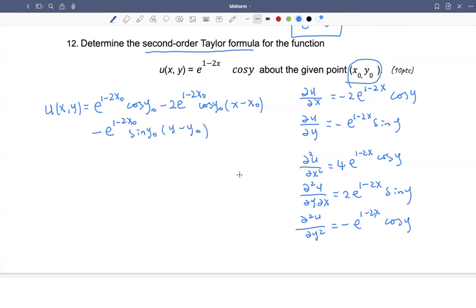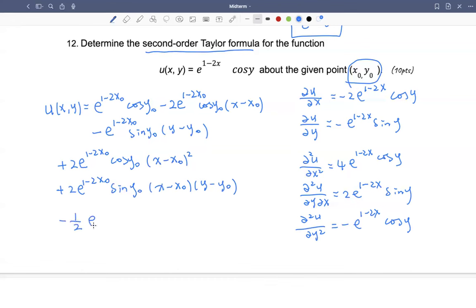Now, second derivative terms. Remember, second derivative will have a half, right? So 4 multiplied by half, 2e to the 1 minus 2x naught cosine y naught. This is the second derivative in the x direction, so we get x minus x naught squared. Then the mixed partials. Mixed partials have two of them, so we don't need to multiply by half. So we get plus 2e to the 1 minus 2x naught sine y naught, times x minus x naught and y minus y naught. Then lastly, the second partial in the y direction, so minus half e to the 1 minus 2x naught cosine y naught, times y minus y naught squared.